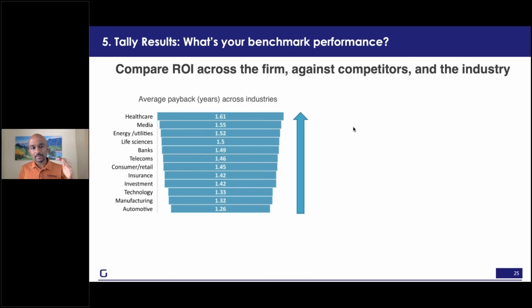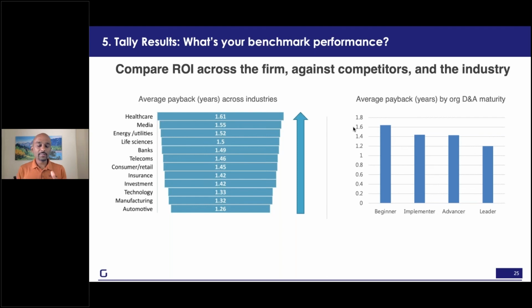So these are the payback times in years across industries. You can see that it's relatively longer for healthcare compared to automotive. Manufacturing, the example we are talking about, is 1.32 years. And this actually varies across the maturity of the organization and technology. It's very different for beginners versus leaders.